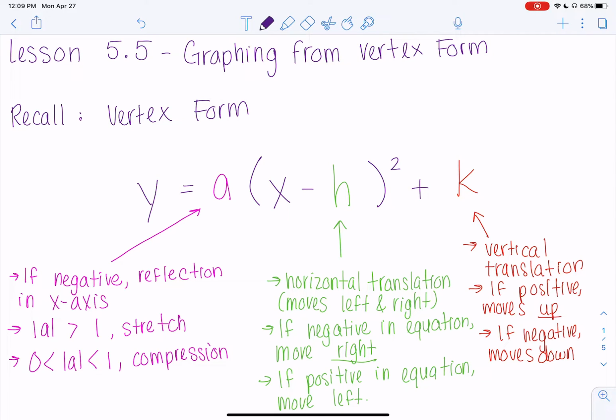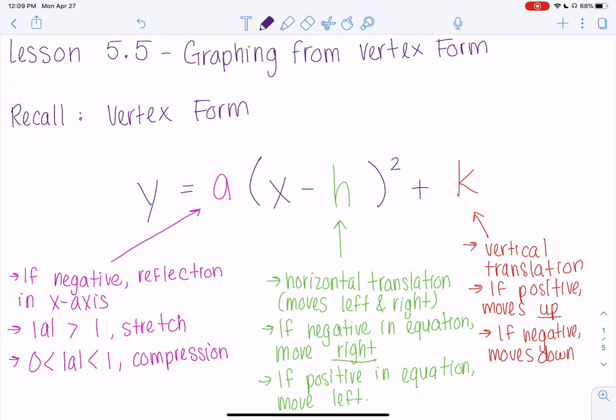Before we get started with our new lesson, we're going to back up and quickly refresh vertex form again. Just as a reminder, our vertex form is y equals a(x minus h) all squared plus k. And our a, h, and k are responsible for changing how our parabola looks.